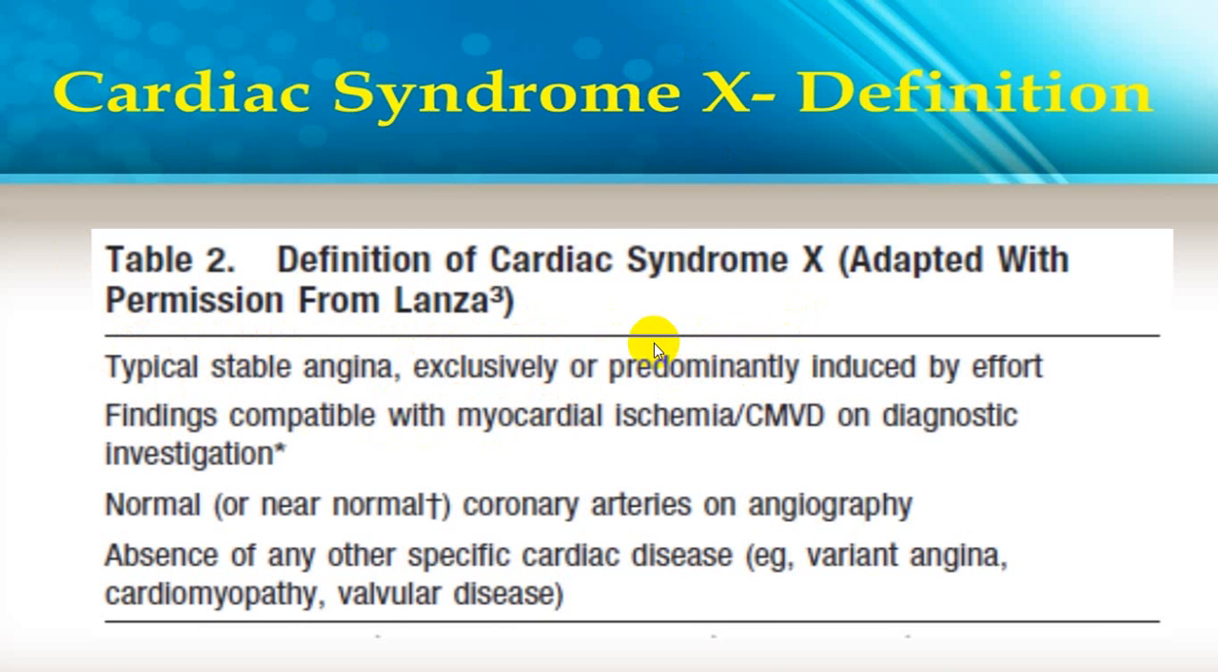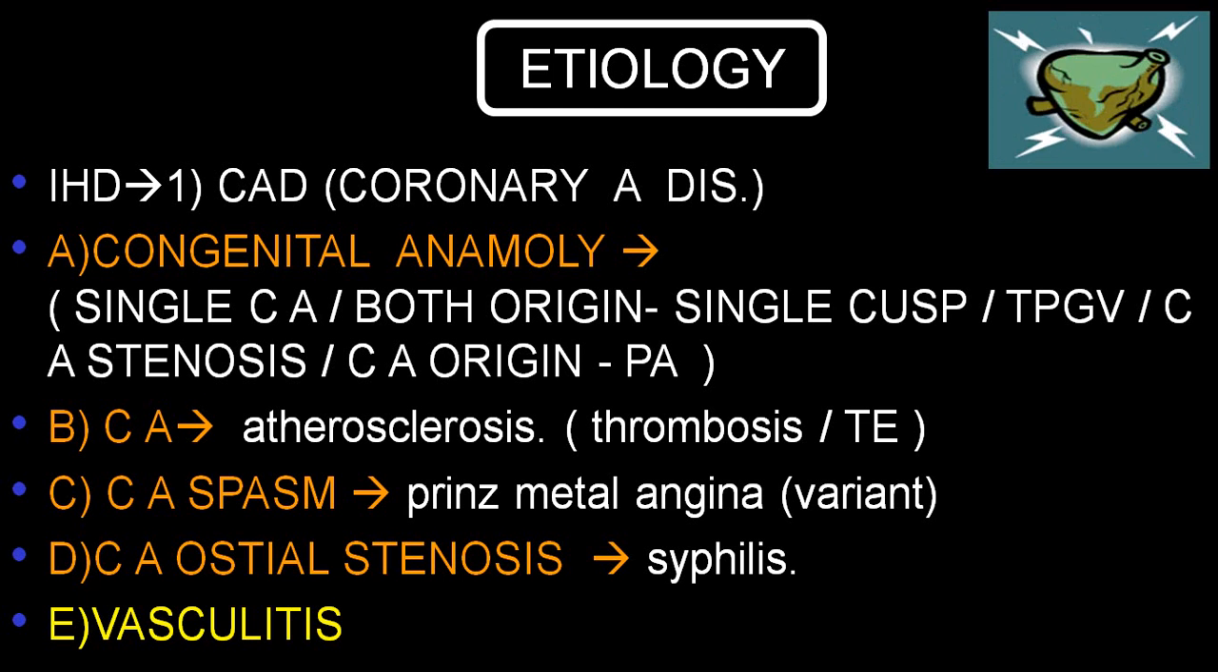Predominantly there is clinical evidence of myocardial ischemia, but on angiography there is no coronary artery involved or there is no obstruction, and you rule out variant angina, cardiomyopathy and valvular heart disease. Then that condition is labeled as cardiac syndrome X. Similarly, there is a syndrome X in metabolic syndrome, but this is called cardiac syndrome X.